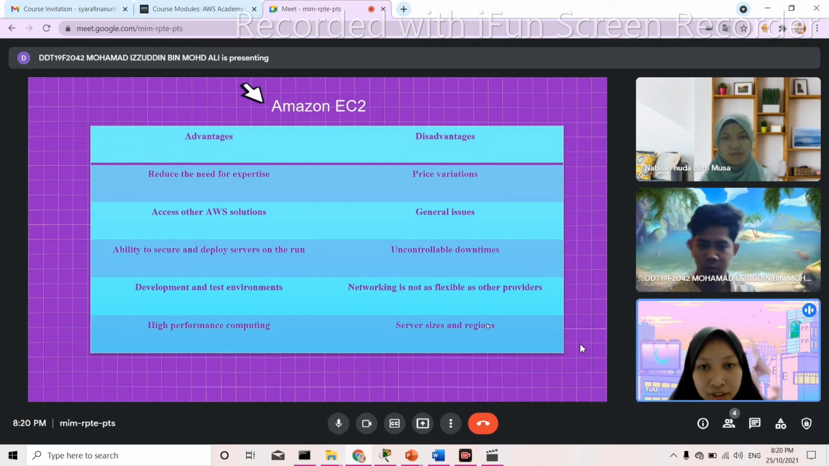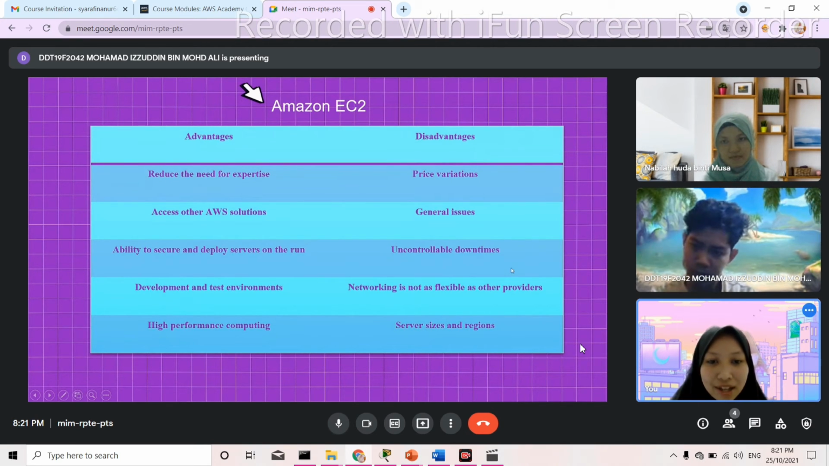So for the disadvantages, first is price variation. Next is general issues. Next is uncontrollable downtimes. Next is the network is not as flexible as other providers. The last one is service size and regions.